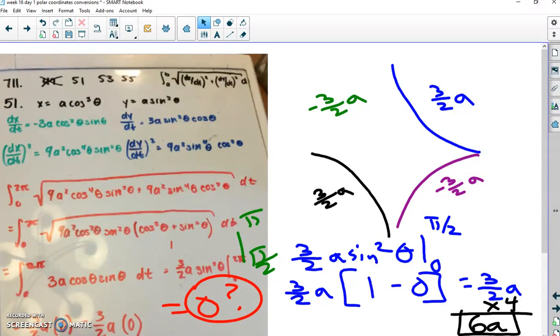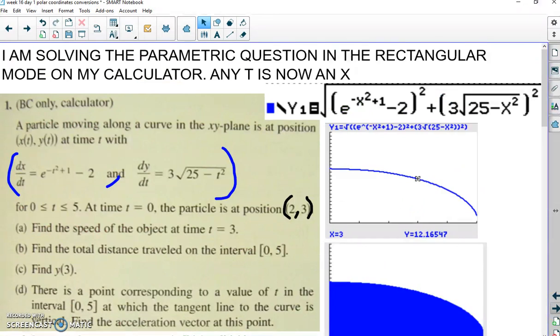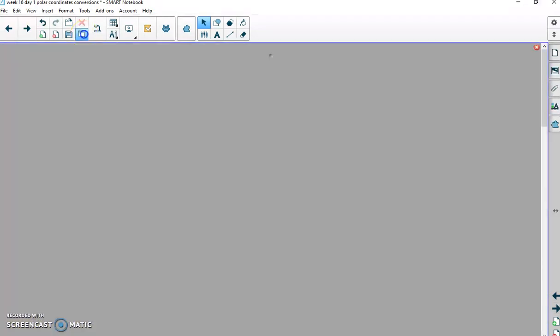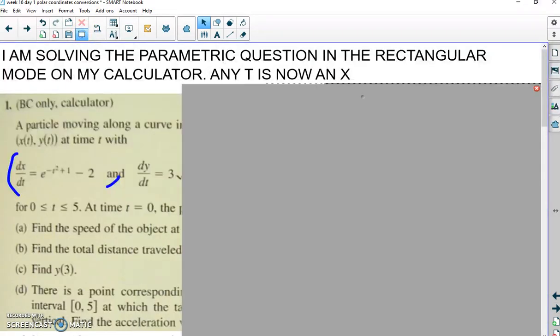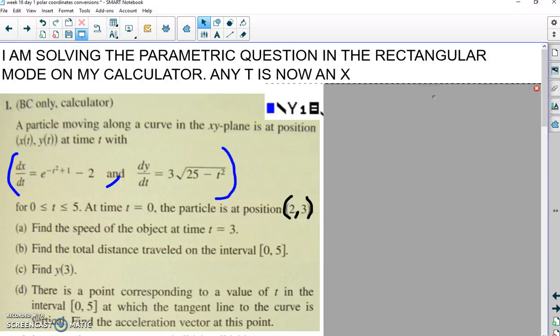Now, here's one where I want you to go to the boards. This is a summary question of parametric that you'll see on the AP test, or that you'll see on my test a week from today, or a week from tomorrow. Okay, first note, it's parametric, and it's on the calculator. You can do all of this on the calculator.